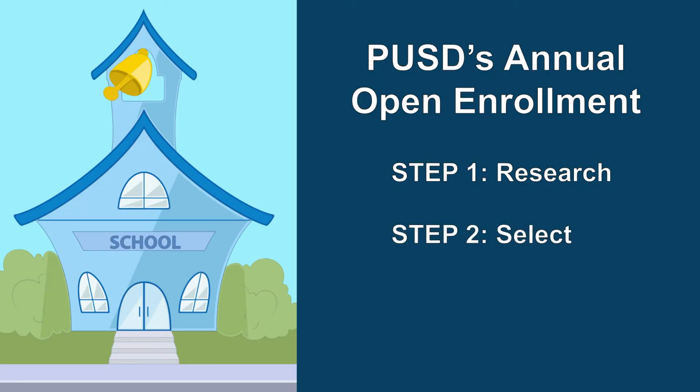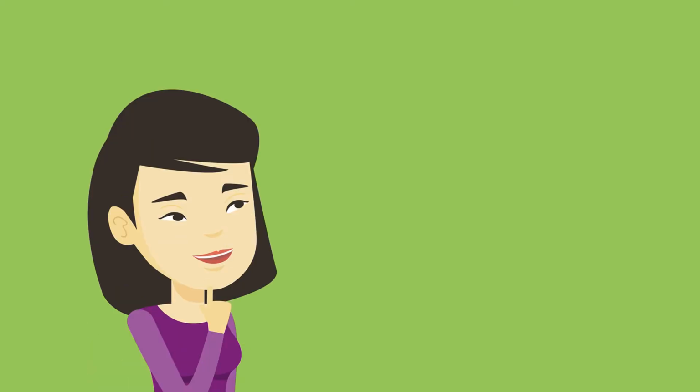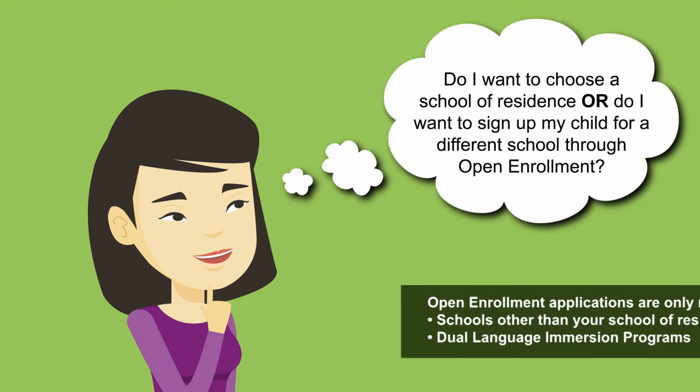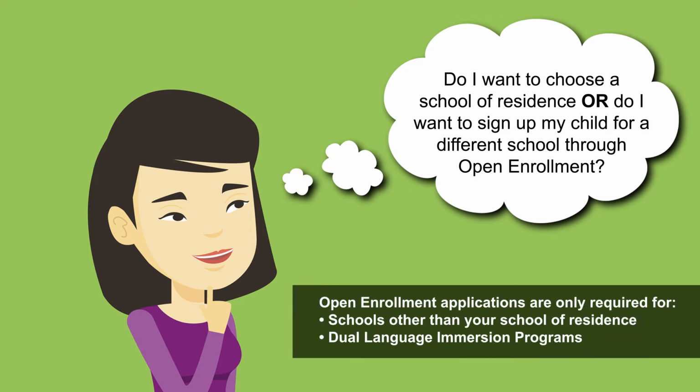Step 2. Select. Select your school of residence or complete an open enrollment application to attend any other school. Open enrollment applications are only required for schools other than the school of your residence or dual language immersion programs.